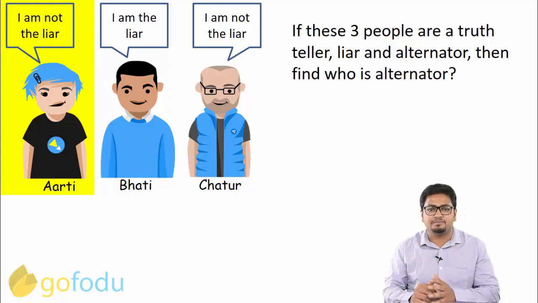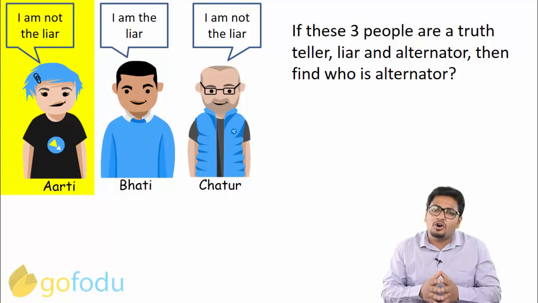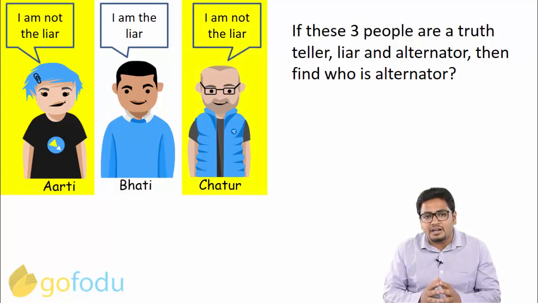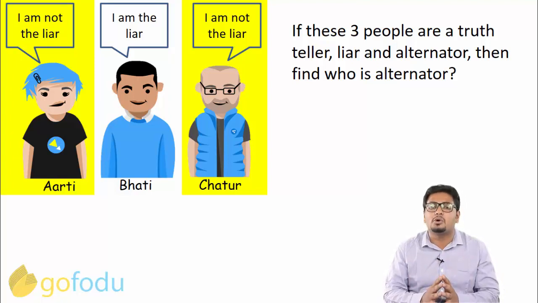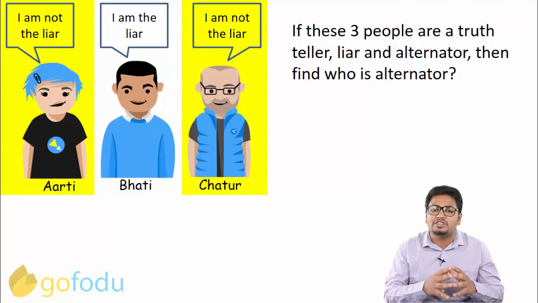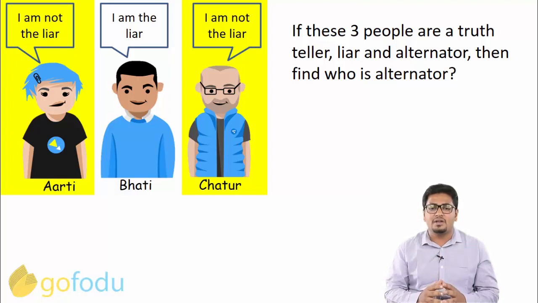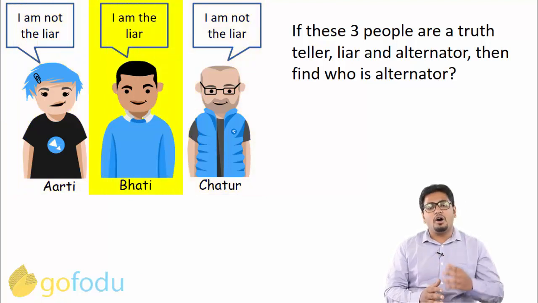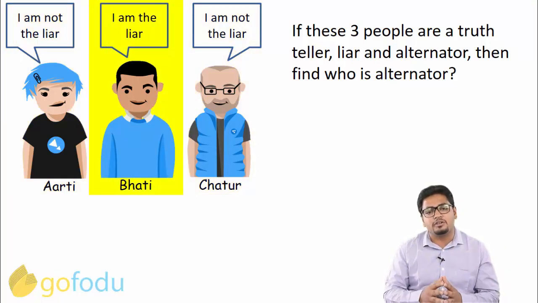And if you look at the statement by Chatur, he is also making the same statement as that of Arti. But using both these statements, we are not able to figure out anything about their identities. Now, we have to look at the statement given by Bhati. Bhati is saying that he is the liar. Now, we have to consider the same cases for Bhati as well.